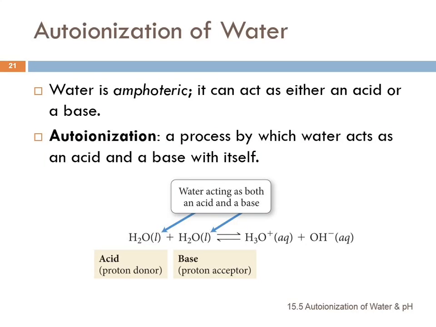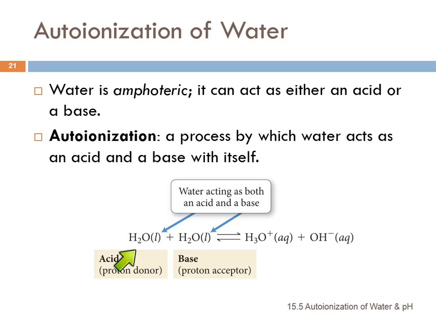Autoionization of water. So we mentioned on Monday that water is amphoteric. It can act as either an acid or a base. But what's really cool about water is that it can autoionize. It can act as an acid and a base with itself. So that's what this is describing here.